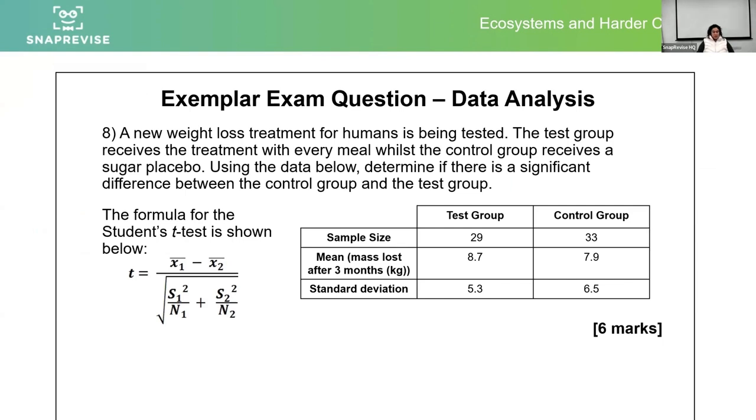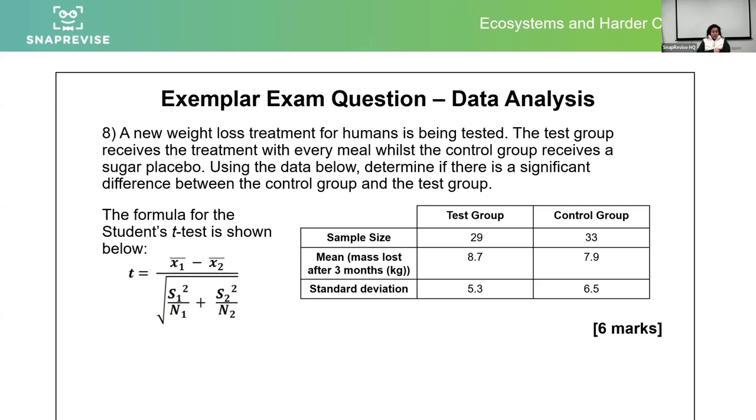So a new weight loss treatment for humans is being tested. The test group receives the treatment with every meal, while the control group receives a sugar placebo. Using the data below, determine if there's a significant difference between the control group and the test group. So some of the work has been done for me already here. I'm not given the raw data, and I don't have to calculate the average and standard deviation.